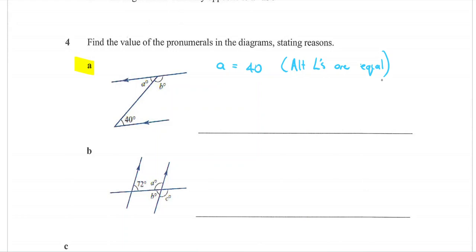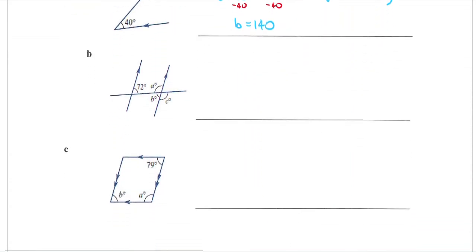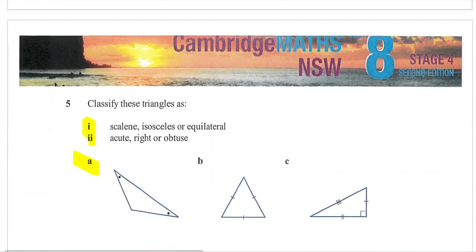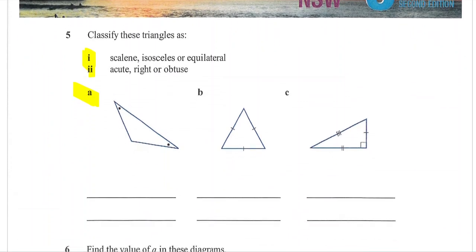Let's do the straight angle. Let's go B plus 40 equals 180 because straight angle equals 180. And then we minus 40, which means that B is equal to 140 degrees. Okay, so you got more questions there, more parallel lines things. Moving on down, question 5.